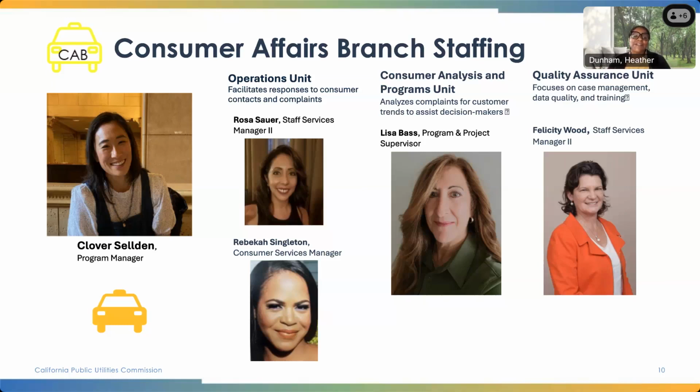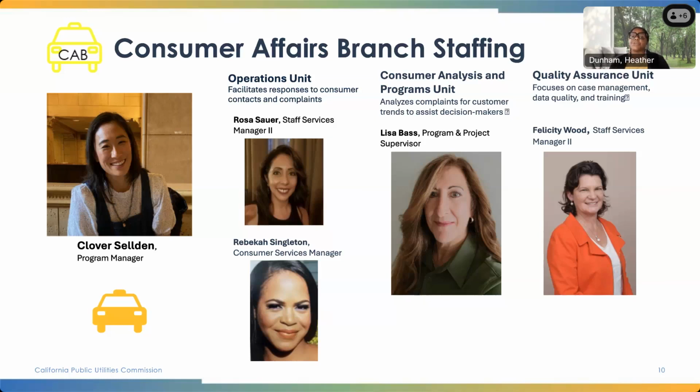We're headed up by our fearless leader, Clover Selden, which is our program manager. Then we have CAB broken up into 3 units, and you'll hear more about this. But our operations unit, which facilitates responses to consumer contacts and complaints. On the written operations side, that team is headed up by Rosa Sauer, Staff Services Manager 2. And then we have Rebecca Singleton, who is a consumer services manager, and she oversees the phone operations side of things. The operations unit is a unit that you're going to really more so hear about today, because this is the unit that works more closely with the public in the sense of taking in complaints and just more hands-on with what you might experience when you reach out to us.